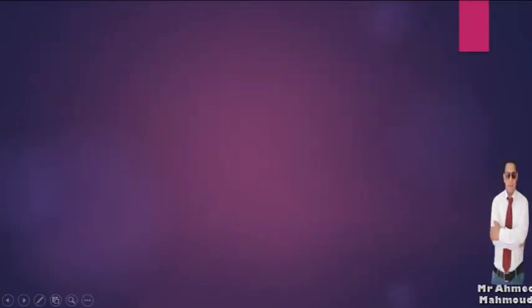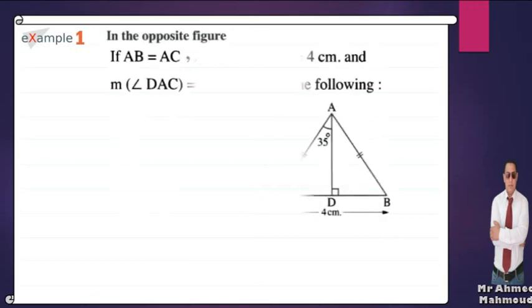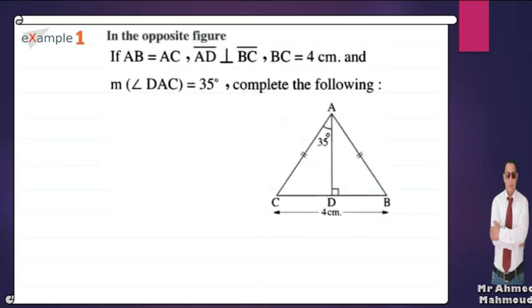Okay, let's solve problems about this concept. Example 1. AB equals AC, as we see here. BC equals 4 centimeters. The measure of angle DAC, as we see here, equals 35 degrees. Complete the following. Number 1, the measure of angle BAD.